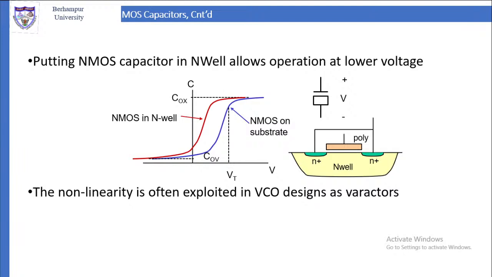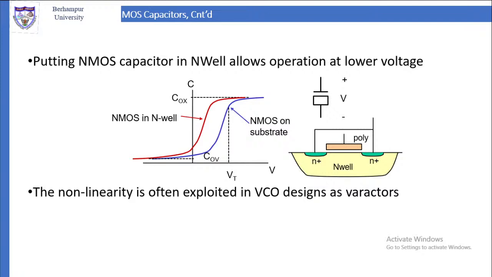This nonlinearity means that a small change in voltage gives a large change in capacitance. If you look at the curve here, it indicates that a small change in voltage gives a large change in capacitance. That means by changing the voltage, we can control the capacitance. Therefore, this nonlinearity can be exploited in voltage controlled oscillator design.